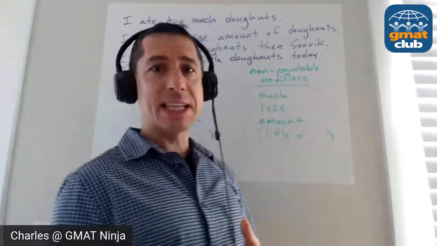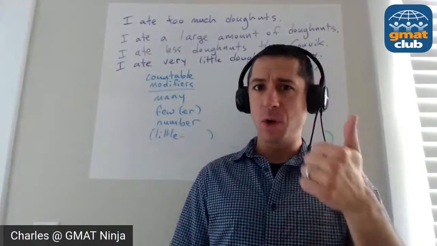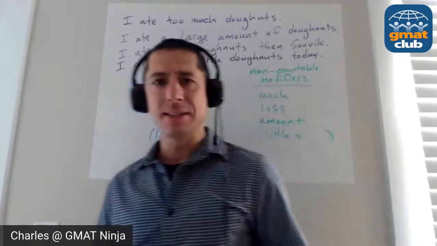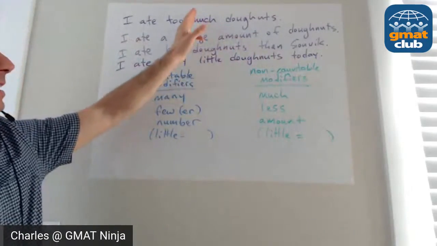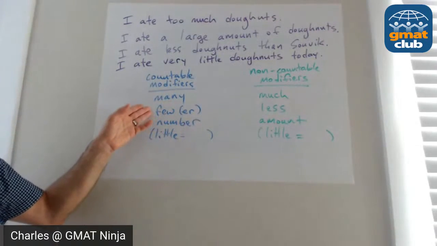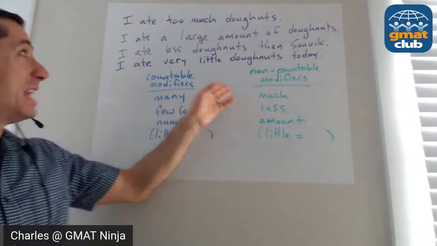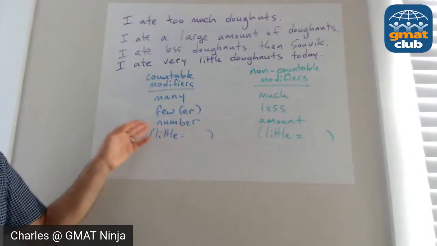So for example, I could say I ate too much oatmeal because I can't count oatmeal. 1 oatmeal, 2 oatmeals, 3 oatmeals. Doesn't make sense. But I can't use that non-countable modifier with a countable noun. Same idea. Few or fewer is countable, less is not. Many, countable, much is not. Amount, not countable. Number is countable.